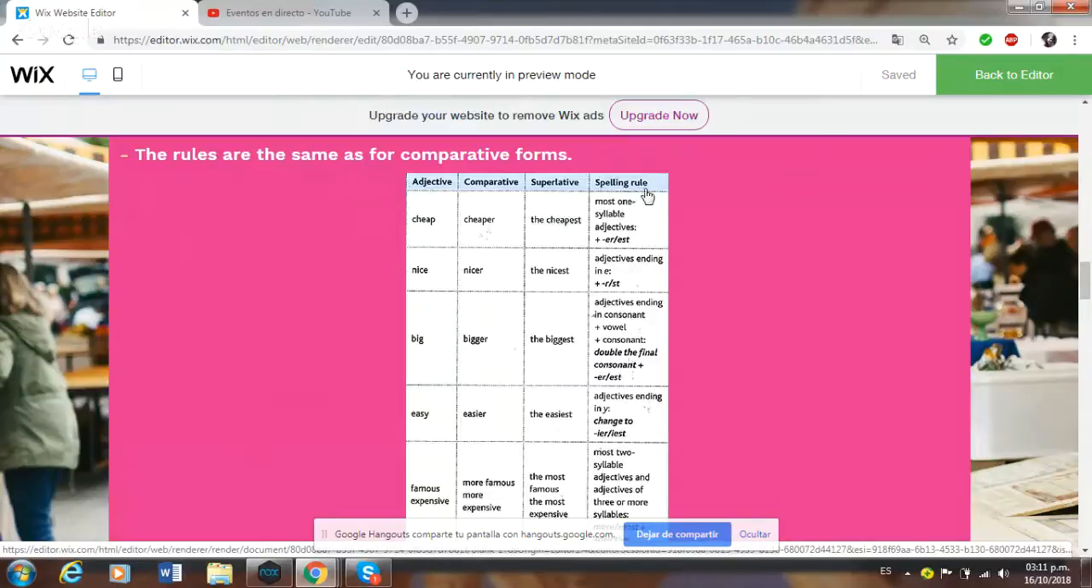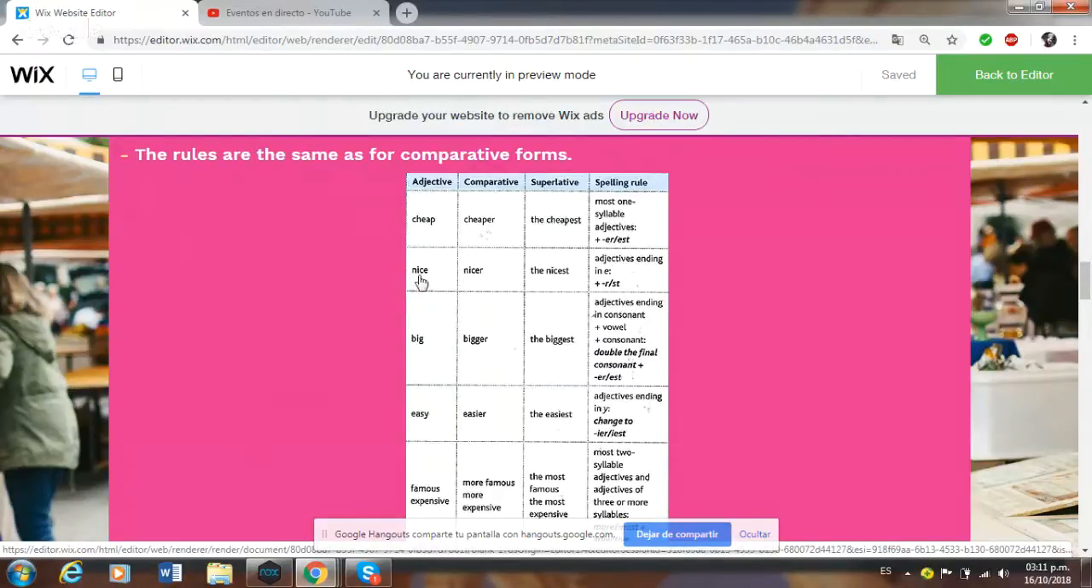And here, spelling rule, most one syllable adjectives. Yes, to remember again, we add er in the comparative form, and in the superlative form, we add est, okay? Here, like a summary, no? Summary of the rule.